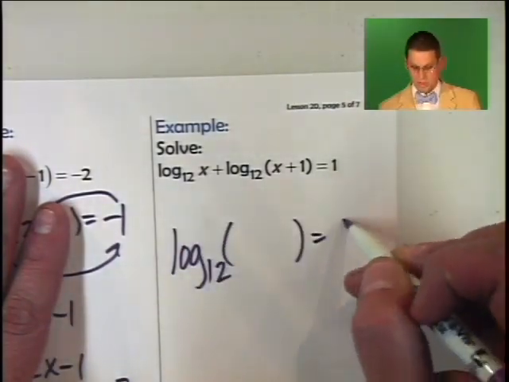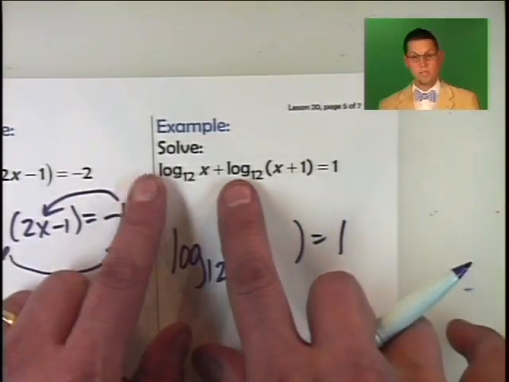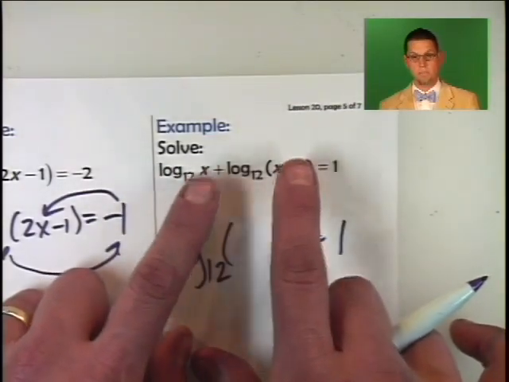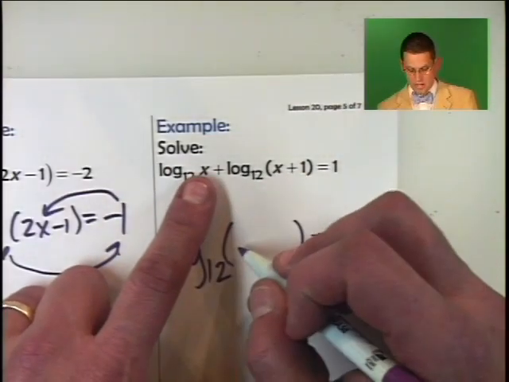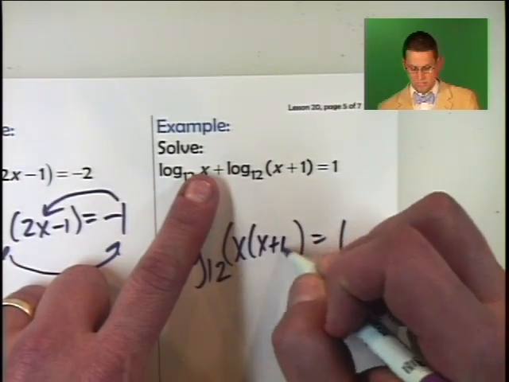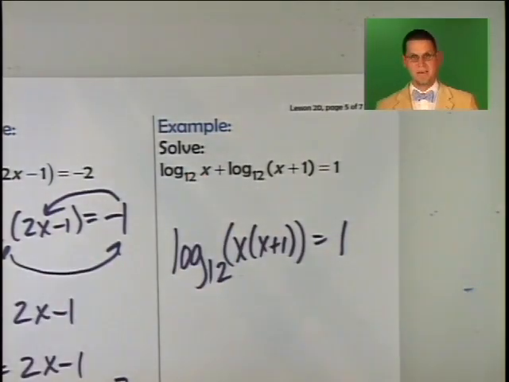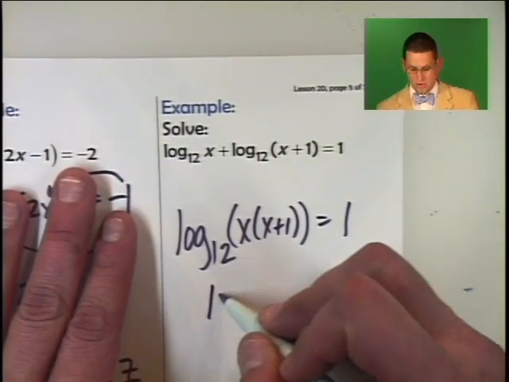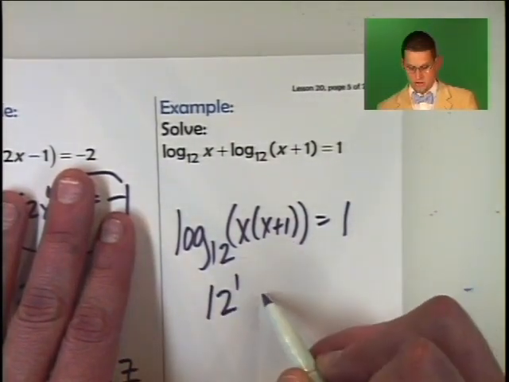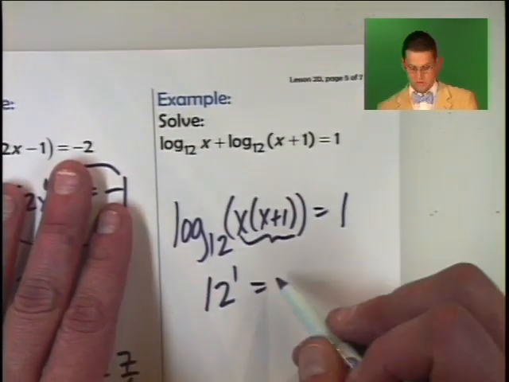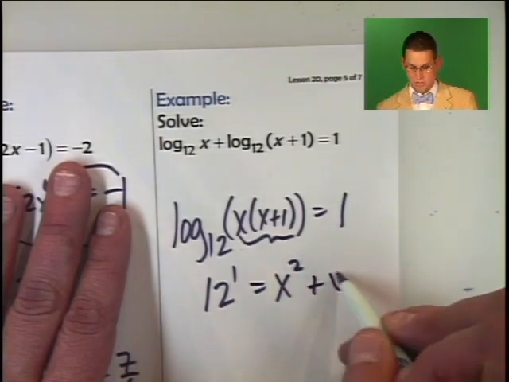Now remember on the last show we talked about how to condense. Both of these are positive terms, so I'm going to multiply these two together. I get an x times an x plus 1. Okay? Now I've isolated the log, I can convert it. I get 12 to the first power equals this right here, which I'll save time and I'll expand. That's x squared plus x.